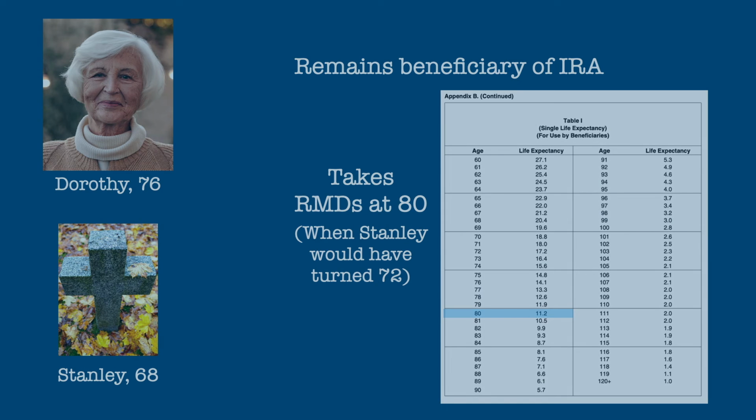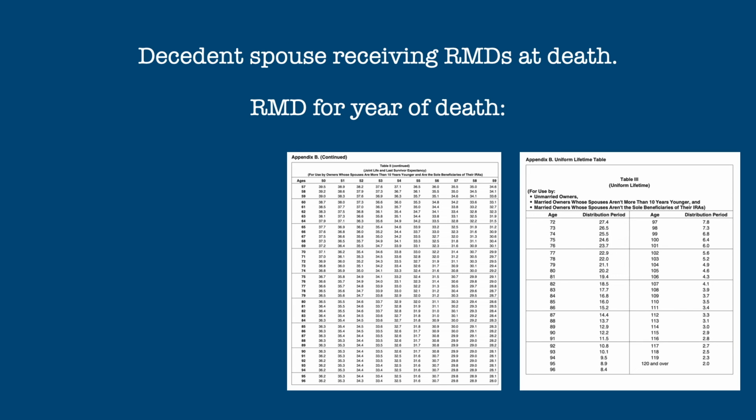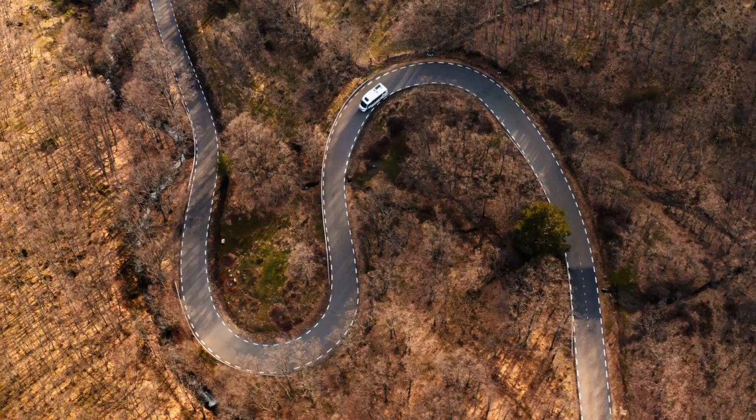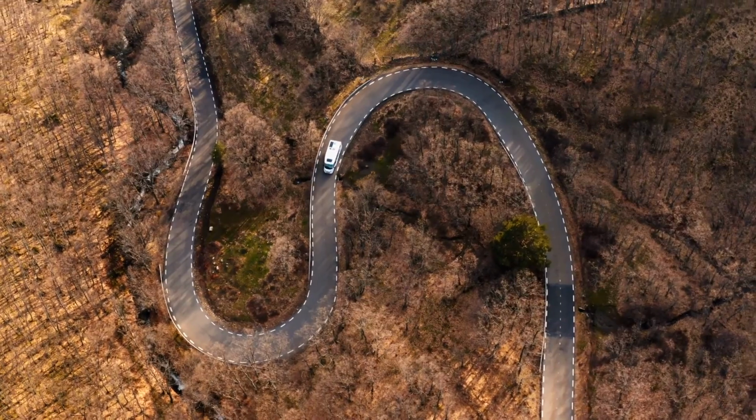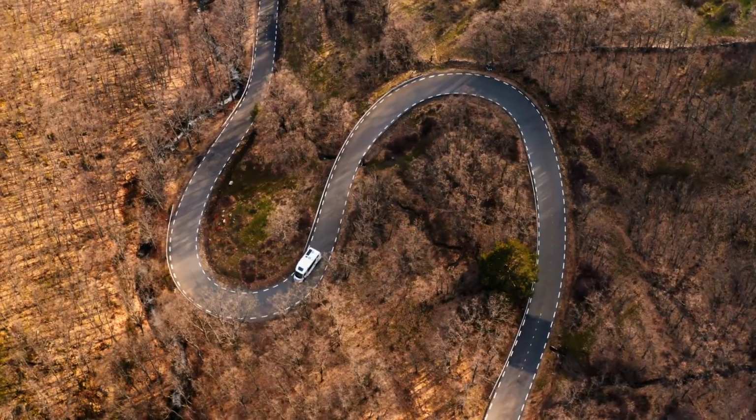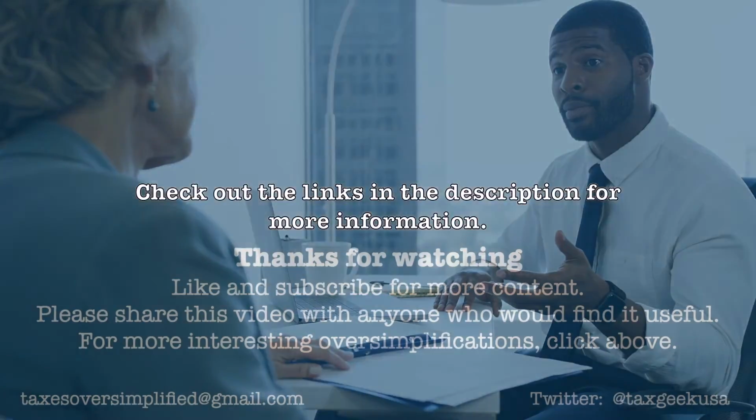In every one of these cases where the decedent spouse had already been receiving RMDs, an RMD would have to be taken in the year of the spouse's death, using either Table 2 or 3 based on the decedent spouse's life expectancy. So that's the twisty and turny road of inheriting a spouse's IRA. This video was not an exhaustive view of all possible options, and the best thing to do if you're in this situation is to consult with a trusted investment advisor. You can find more detail on this topic and additional resources linked in the video description.